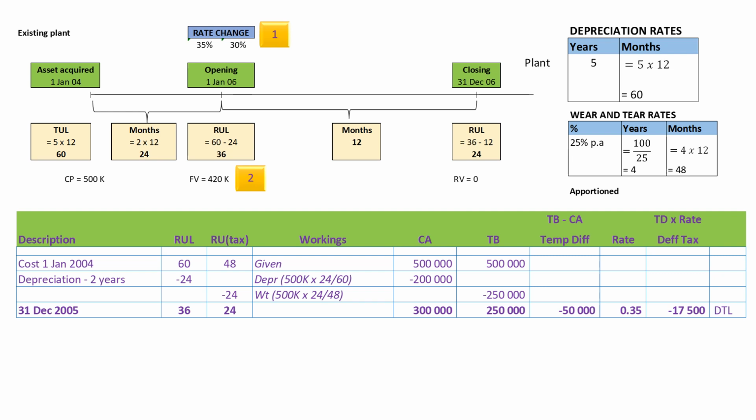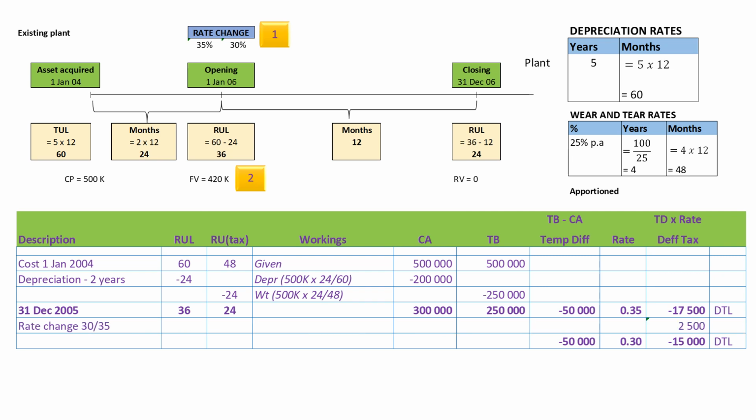So let's do this, people. The first part is very simple. If you have a temporary difference of 50,000, you multiply it by the old rate of 35%, which gives you 17,500. To deal with the rate change, you simply take the 50,000 multiplied by 30% to give you your new deferred tax liability of 15,000. The difference between the two is 2,500, which is a movement. Bear in mind that balances go onto the balance sheet and movements are items that hit your income statement. Movements are items that you journalize.